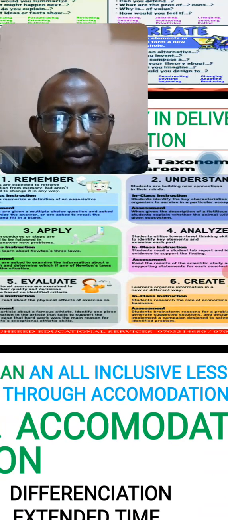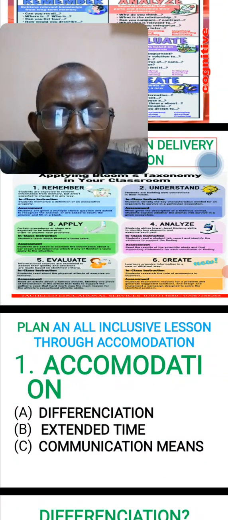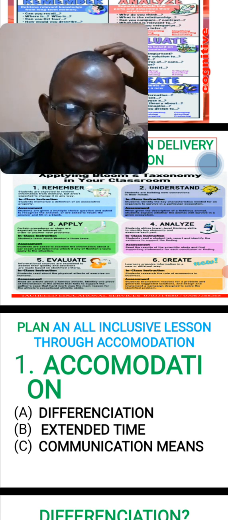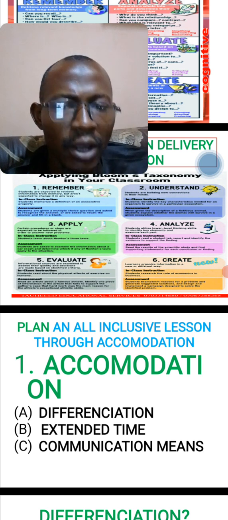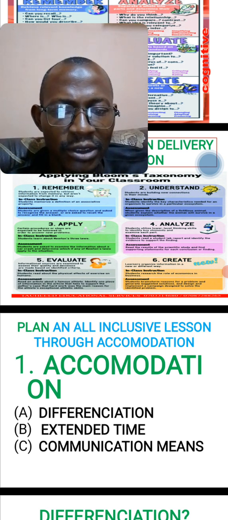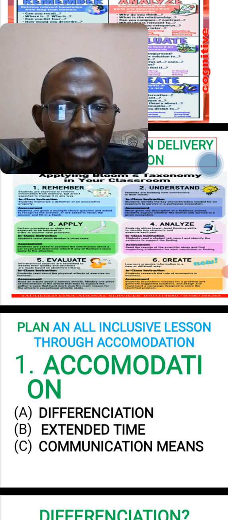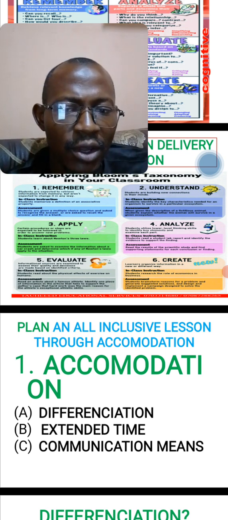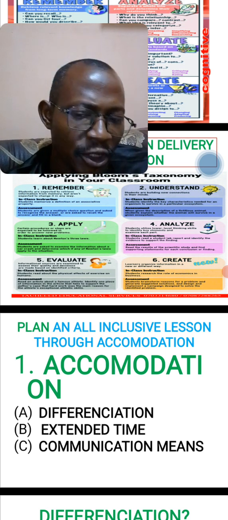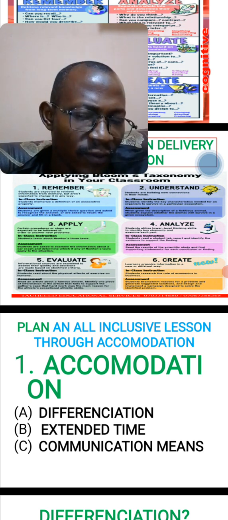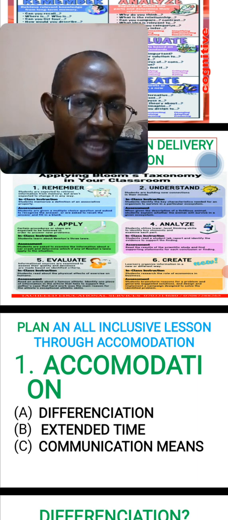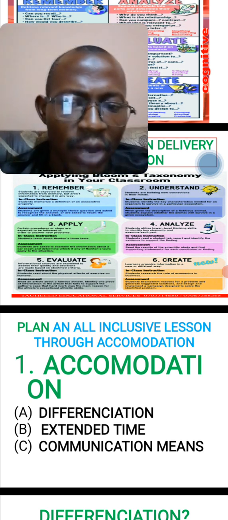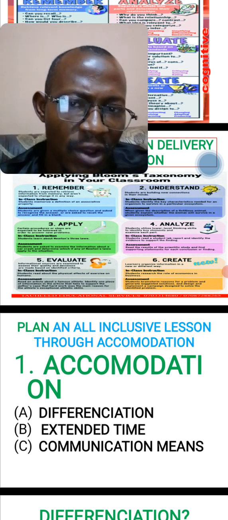All right. So the next level is to plan an all-inclusive lesson through accommodation. When you plan your lesson, make sure you try as much as possible to carry everybody along, and the first way to do that is through accommodation. Extended time is one method of accommodation, whereby you find more time for some students to learn. You can attend to them during break time or other periods, or make other arrangements for them.